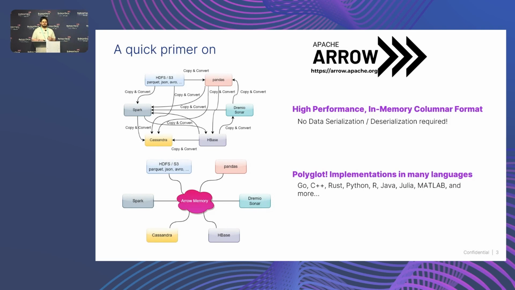There are implementations for a whole number of languages: C++, Go, Python, Rust, Java, R. There are even more than what's listed on the slide. The idea being that if everyone can agree on the same representation, then data can be passed around very quickly and very efficiently, without spending 80% of your CPU time on deserializing and serializing data every time it goes from one piece of your architecture to the other.